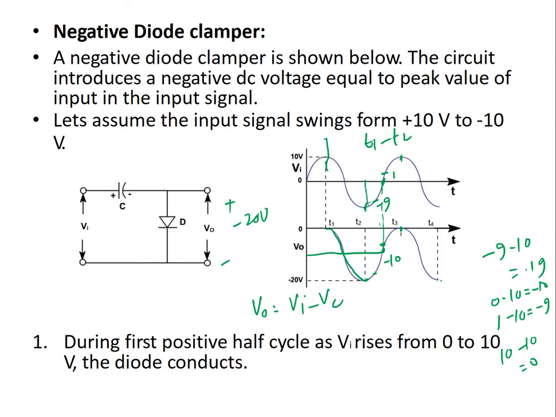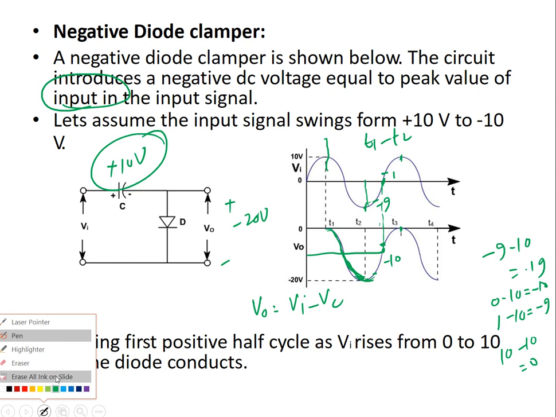So due to the capacitor, this capacitor is acting as a plus 10 volt DC source, and it will produce a negative DC voltage. It produces a negative DC voltage equal to the peak value of the input. So the peak value of the input was 10 volts. This capacitor charged at plus 10 volt, and eventually we are getting a negative DC voltage. The clamp which is going to minus 20 volt here. So this is called a negative clamper circuit.